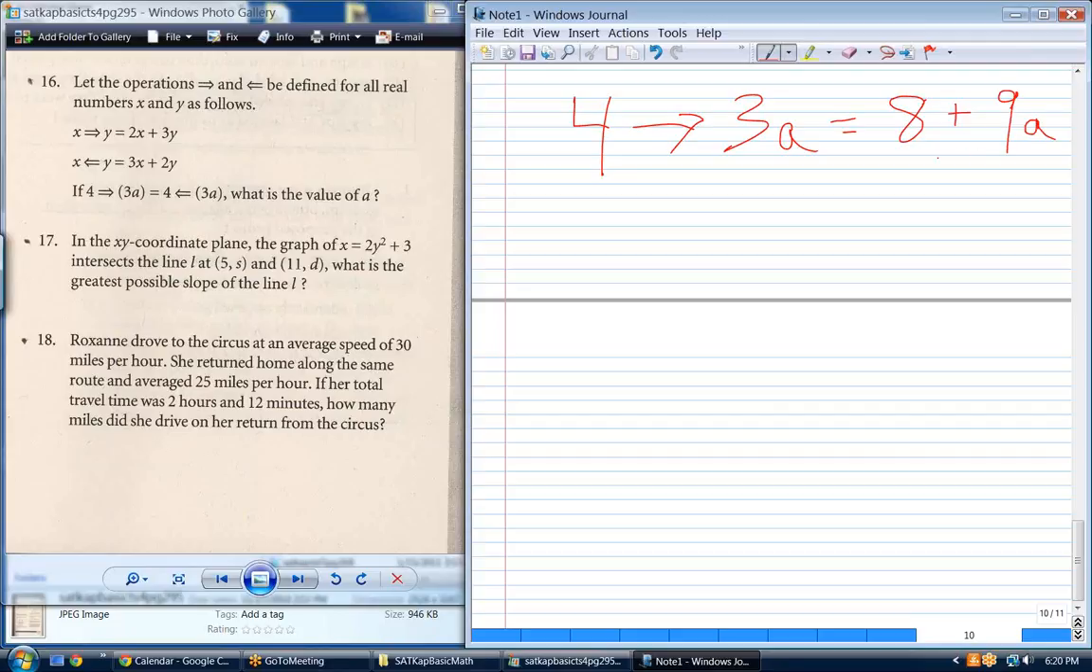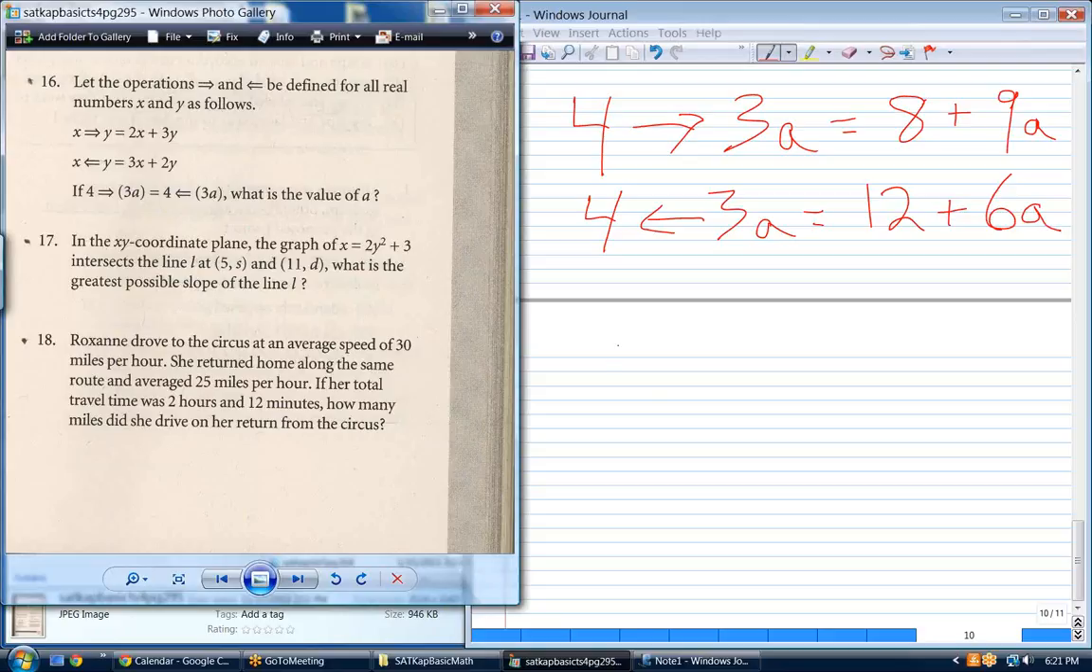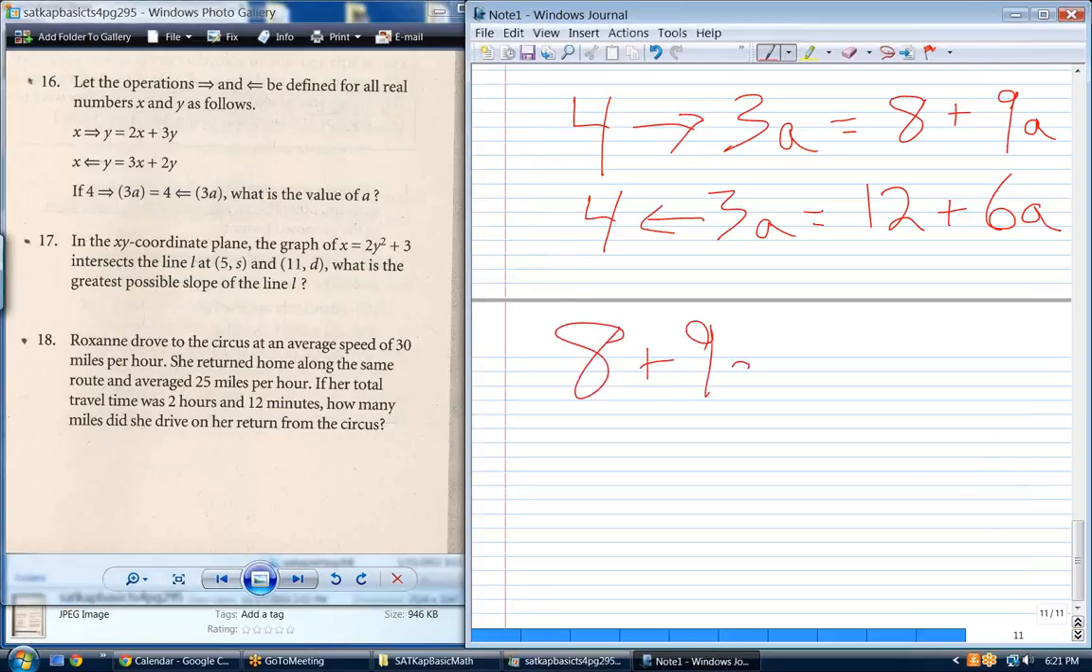They want the value of a. Well, I can't solve it yet. But they give me another one: 4 left arrow 3a. What's that equal to? It'd be 12 plus 6a. And now this middle equal sign says this is equal to that. So I can now say 8 plus 9a equals 12 plus 6a.